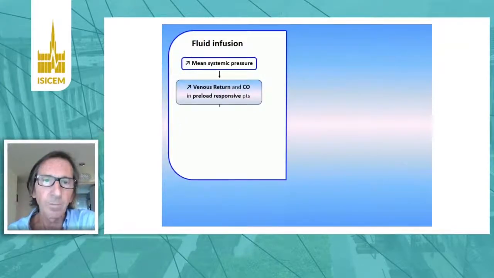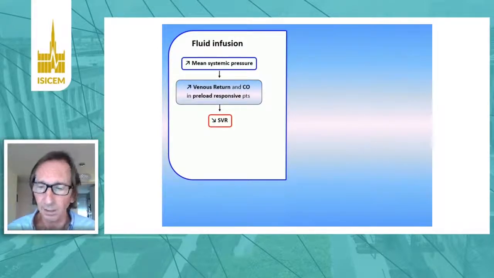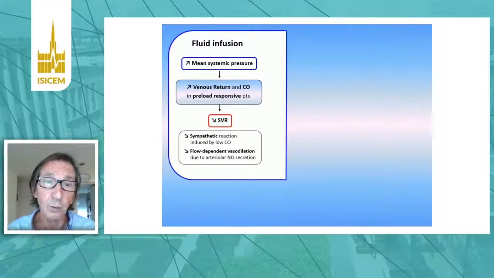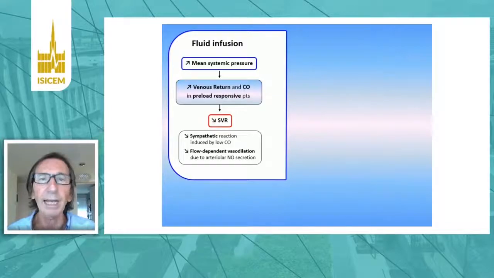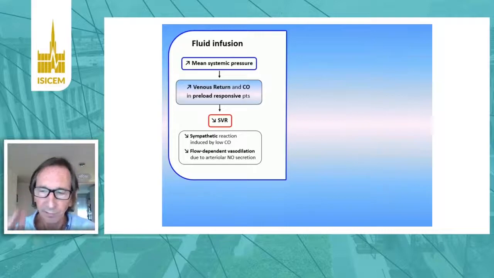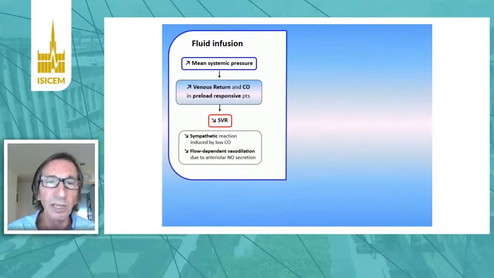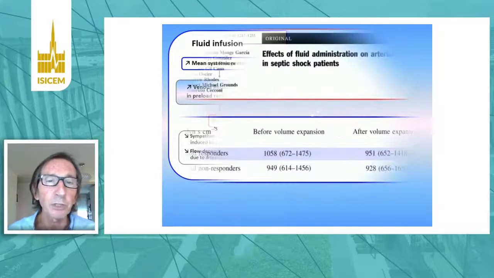And this is associated with a decrease in the systemic vascular resistance, SVR, because of the decreased sympathetic reaction, which is normally induced by low cardiac output, and also by the decreased flow-dependent vasodilation, which is normally induced by NO secretion. So therefore, SVR should decrease in case of increasing cardiac output after fluid administration.